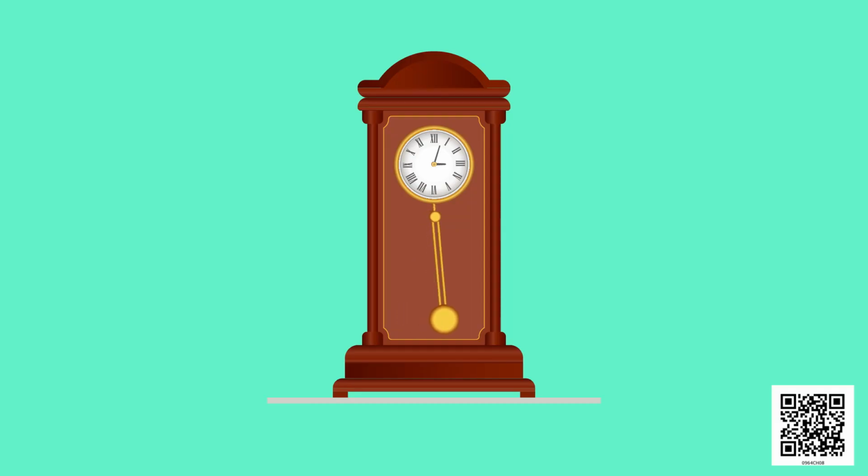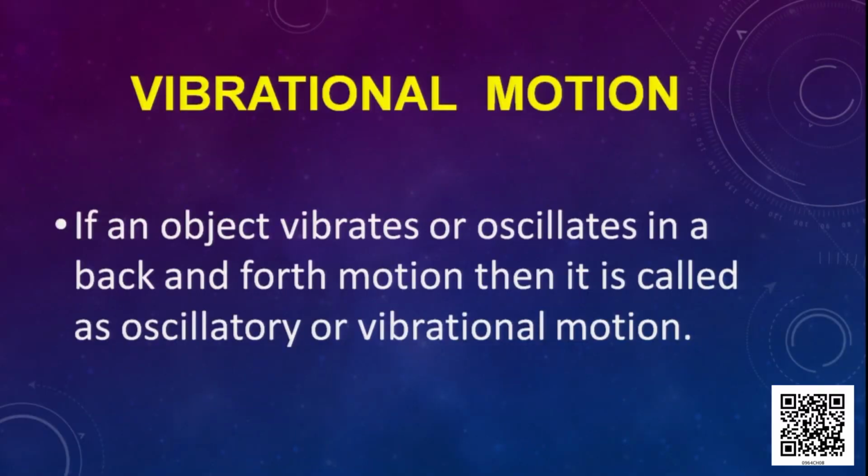Well, you see this picture. This is the picture of back and forth motion of a pendulum clock. Of course, nowadays we are familiar with digital clocks. So in earlier days, our forefathers and fathers must have been using the pendulum clock. So back and forth motion of a pendulum clock is an example of vibrational motion. So let us define the term vibrational motion. If an object vibrates or oscillates in back and forth motion, then it is called oscillatory or vibrational motion.